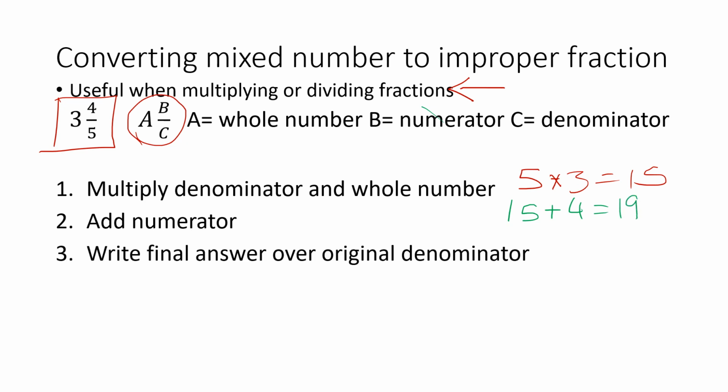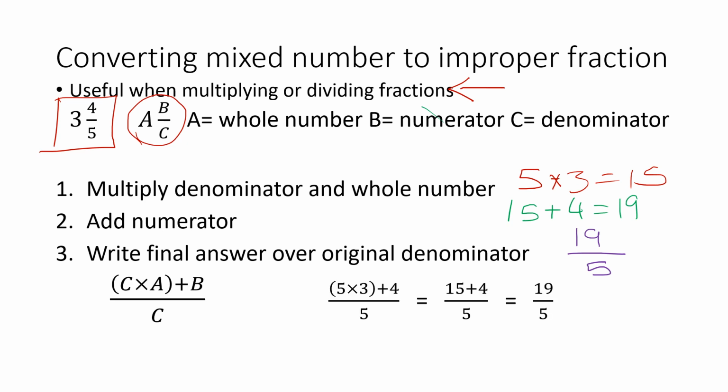Last step, you're going to write that final answer over your original denominator. Well, we have 19, our denominator is 5, so 19 over 5. So that's 3 easy steps to think about this. If you prefer a formula, this is another way to think about it. Where A is our whole number, B is our numerator, C is our denominator, you would plug your numbers in respectively. So these 3 steps are just this in formula fashion.